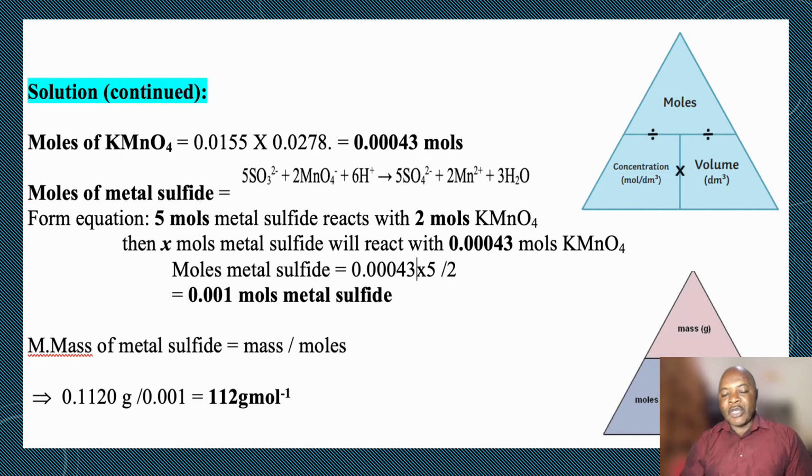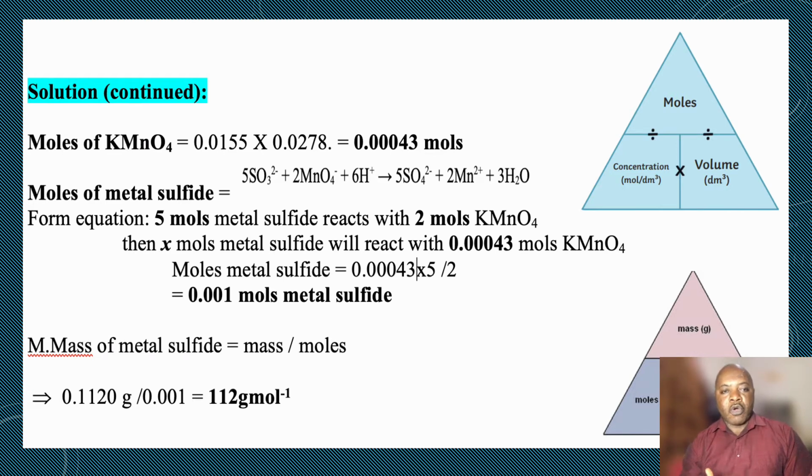I said in such a question, the first thing is you must write your redox equation. After writing the redox equation, look for the one reactant for which all the information has been given. You calculate the number of moles of that one, and then use it to calculate the number of moles of the other one.